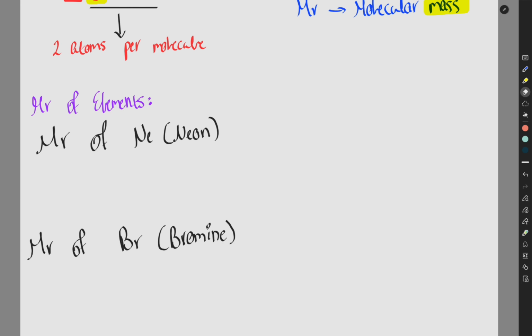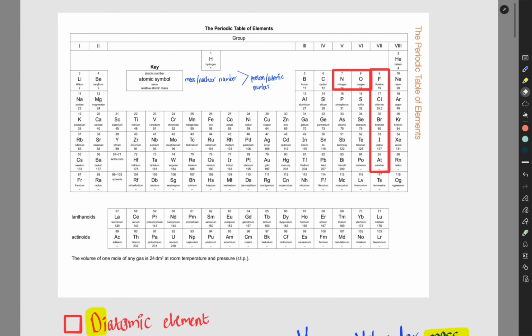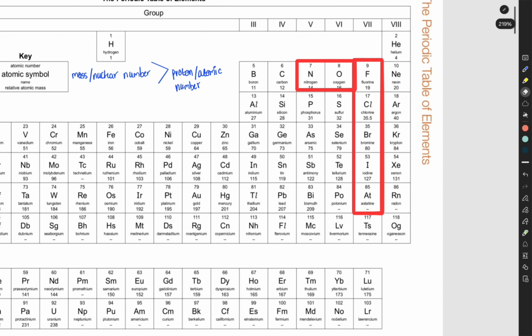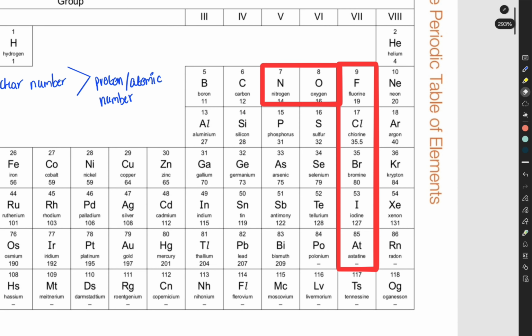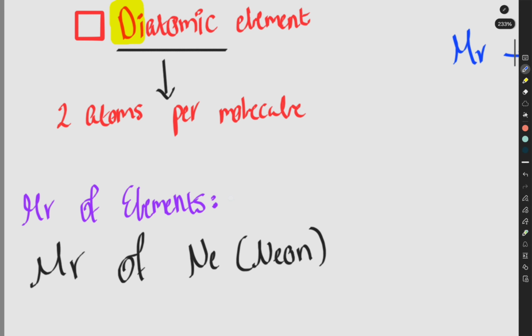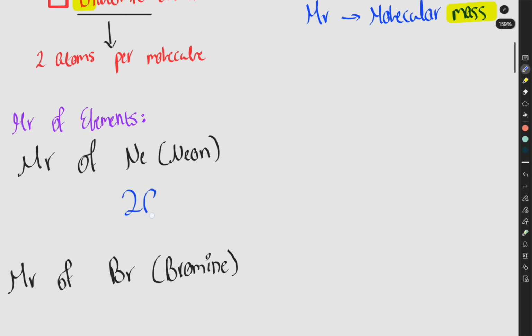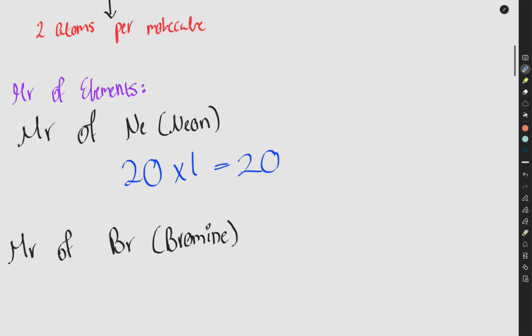So for example, I have neon, and I'll go look at my periodic table. Is neon a monoatomic or diatomic element? Neon is a monoatomic element. So what does that mean? It means that there's only one atom per molecule of neon. So I'll say the MR of neon is going to be 20, which is the bigger number, multiplied by 1, which is also going to be 20. It's not going to change, okay? But that's the MR of neon.